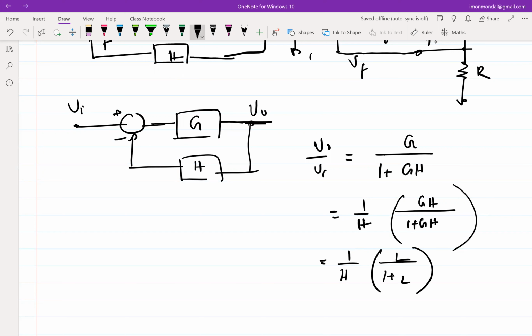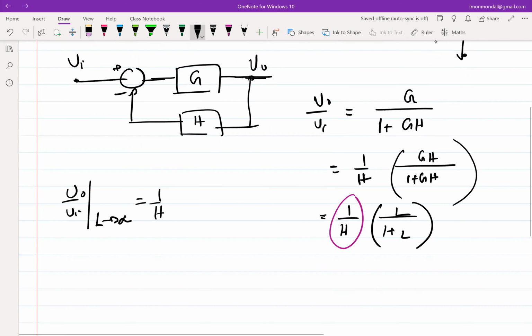Now this 1 over H is the desired output when L tends to infinity, right? This is what we started off with. This is what we targeted. So V naught by Vi when L tends to infinity is 1 over H. This is what we targeted. Now, if L is not infinity, there is an error.